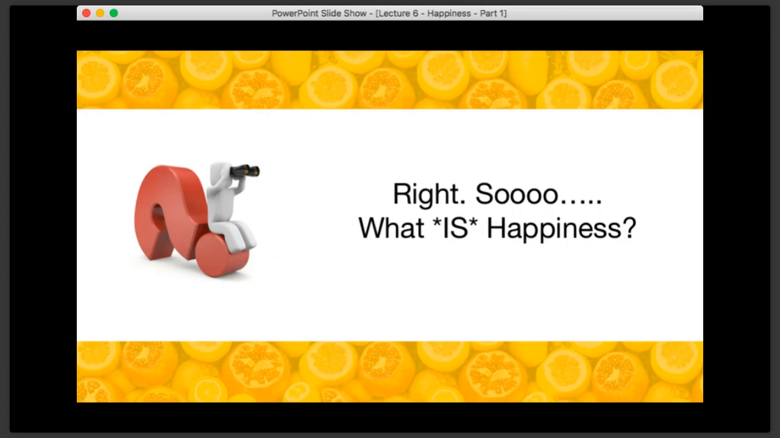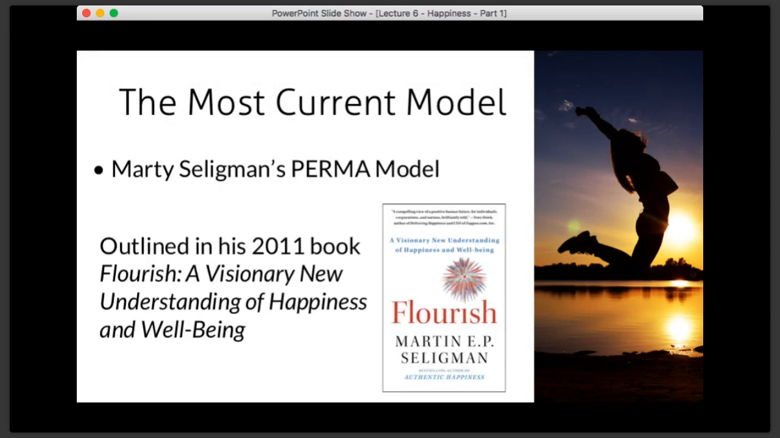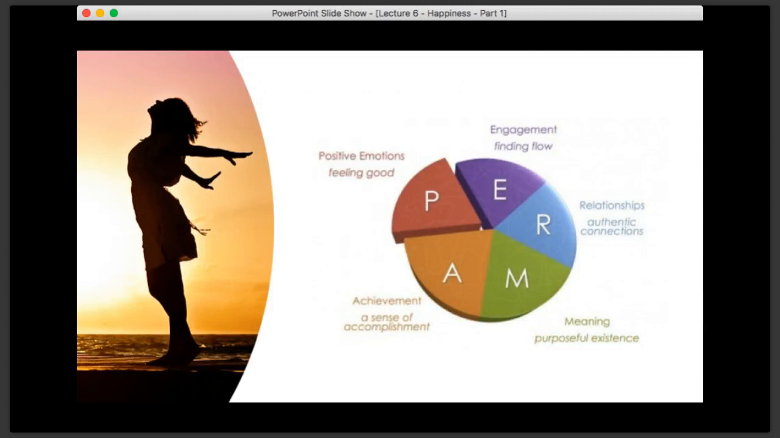And I don't know if you've noticed, we still haven't answered the question. So what is happiness? Well, the most current model, which I have to say is more recent than your textbook, comes from Marty Seligman's PERMA model, which was outlined in his 2011 book, Flourish: A Visionary New Understanding of Happiness and Well-being. I believe the PERMA model is fairly widely accepted. It's pretty comprehensive, and it incorporates a lot of factors. I think the A in PERMA is maybe the most controversial. The rest are pretty well established.